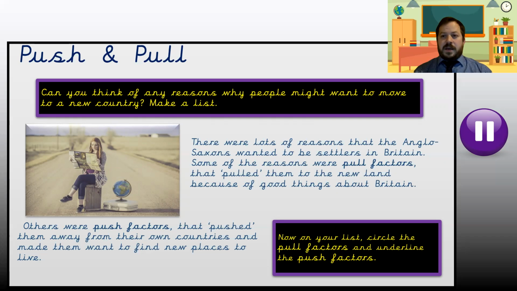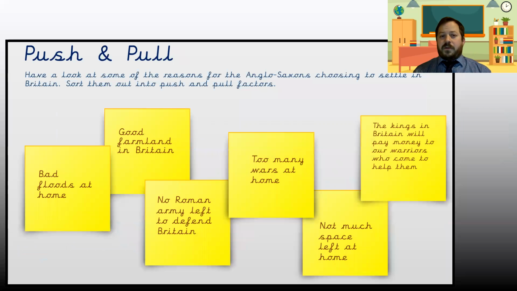What I want you to do is think whether you think they are pull factors or push factors. I want you to circle any that you think are pull factors, things that you want that are causing them to want to come to Britain. And then I want you to underline the push factors, those things that are making them leave their own country. So here are our factors. Have a look, circle and underline, circling the pull, underlining the push. Which ones are which? Have a go and see what you can do. Pause now and try.